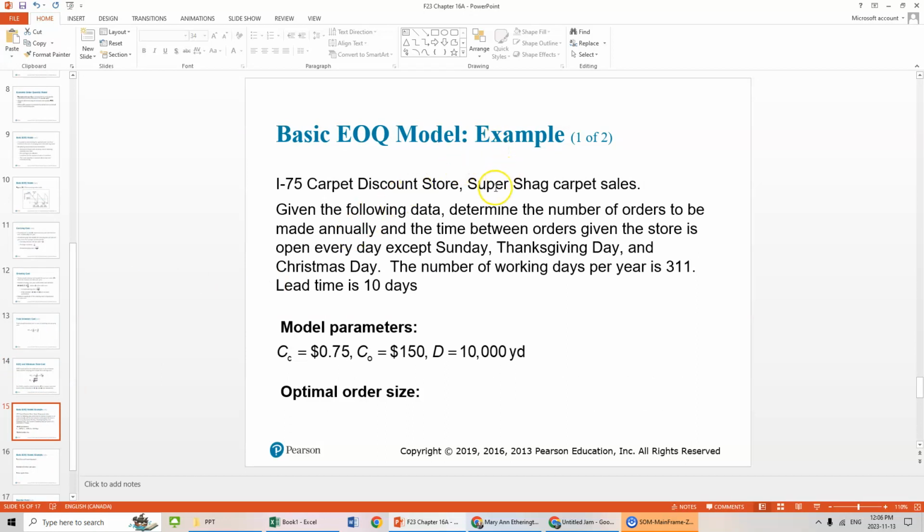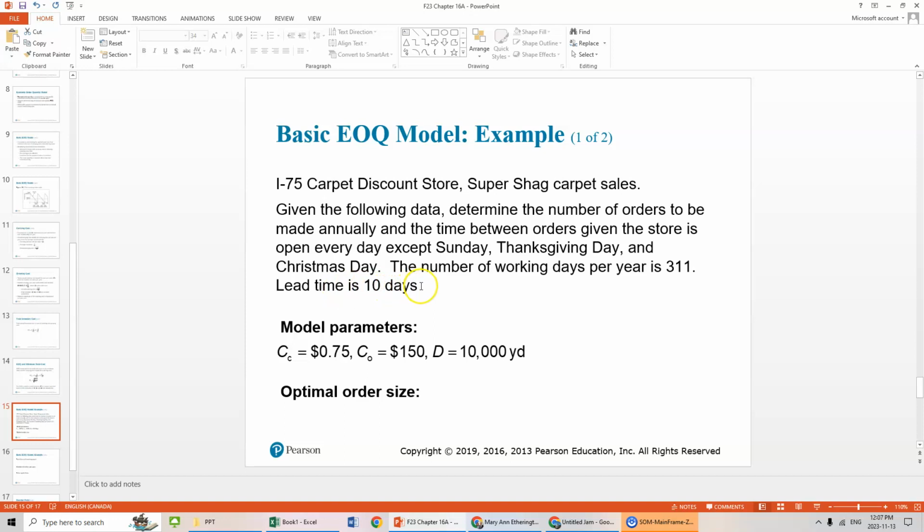So here's an example that we'll work on. This is from the course notes in chapter 16. Carpet company, number of orders to be made annually, and time between orders, given the store is open every day except Sunday, Thanksgiving Day, and Christmas Day. So it works out that there are 311 working days. We need to know the number of working days when we calculate the order cycle time and the reorder point.